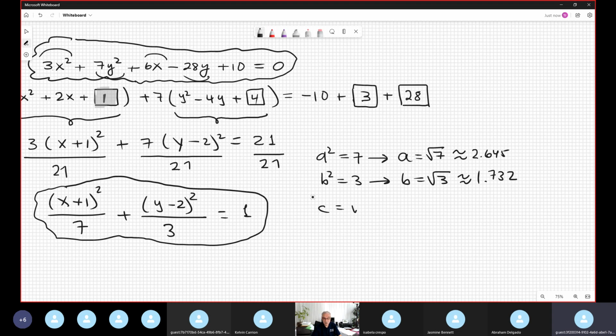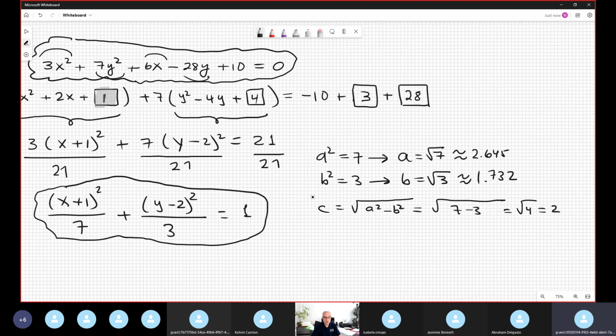Well, c is the square root of a squared minus b squared. This is always the formula for an ellipse; another conic has a different formula. So c is the square root of 7 minus 3. a squared is 7, b squared is 3, so c squared is 4, and the square root of 4 is 2. Okay, nice. This time, it's 2.